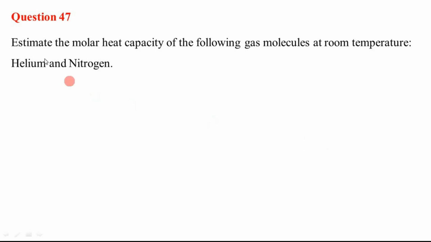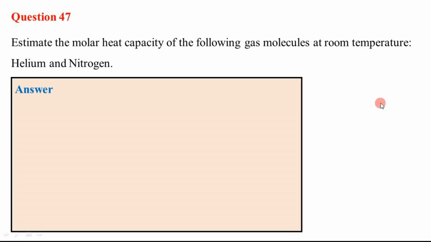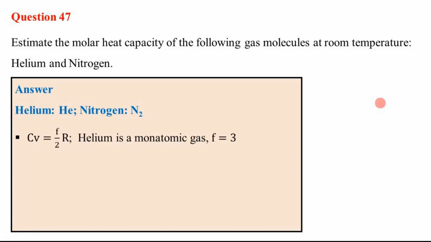Question 47 is saying, estimate the molar heat capacity of the following gas molecules at room temperature. It is asking to determine the molar heat capacity of helium and nitrogen at room temperature. So we use the formula for calculating the CV. CV is equal to F over 2 times R, the gas constant.